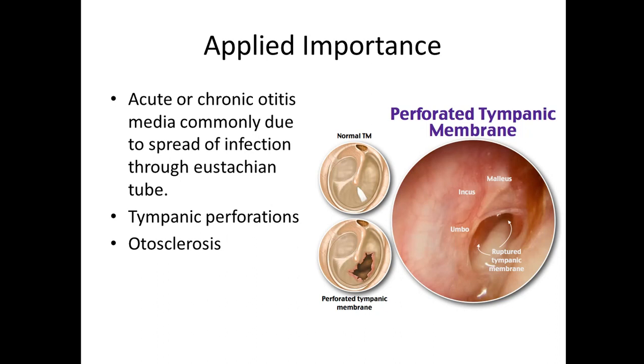Just to revise, you are supposed to know what is the middle ear, what are the boundaries, roof, floor, anterior wall, posterior wall, medial wall, lateral wall. You are supposed to know about the tympanic membrane, the contents, the ossicles, muscles, nerves and vessels. Then you are supposed to know the description of each ossicle. Then you are supposed to know about the applied aspects. So please write down the questions you are supposed to know at the end of the class.